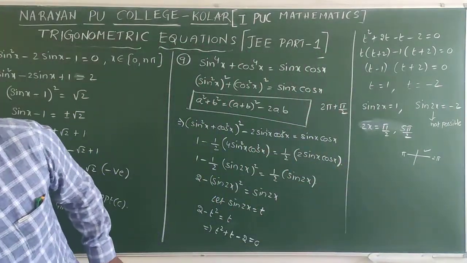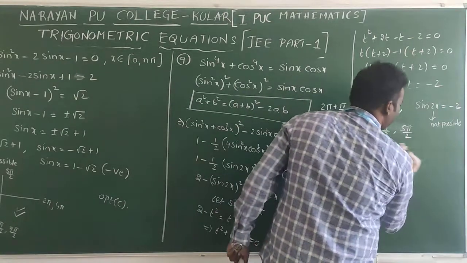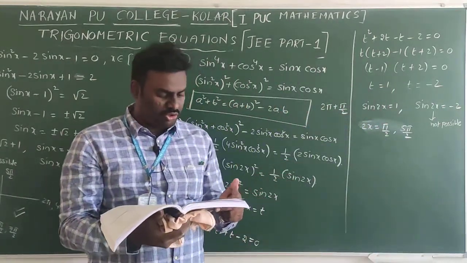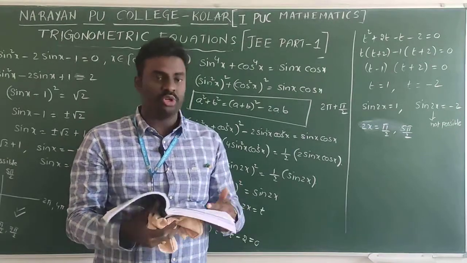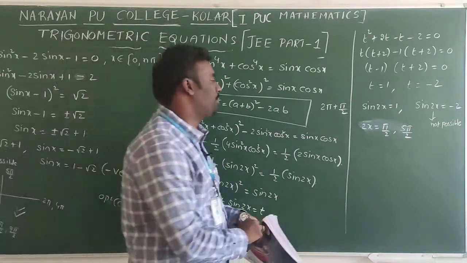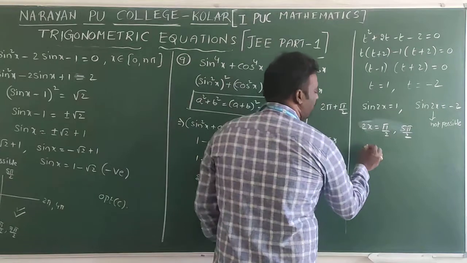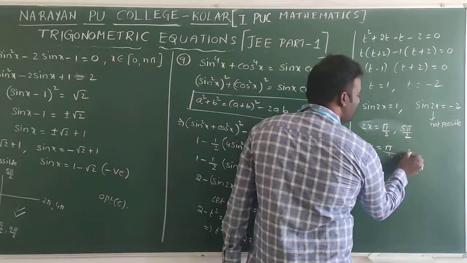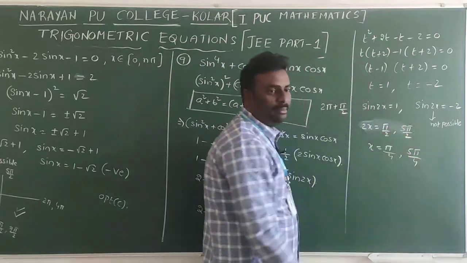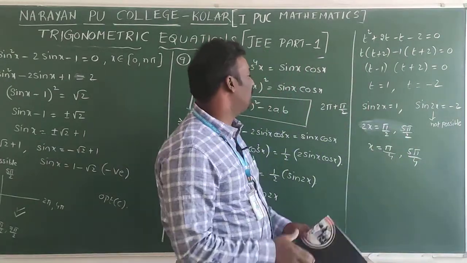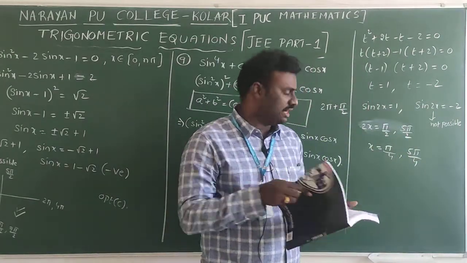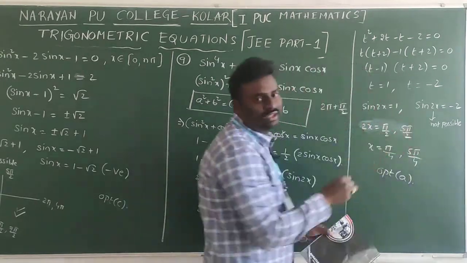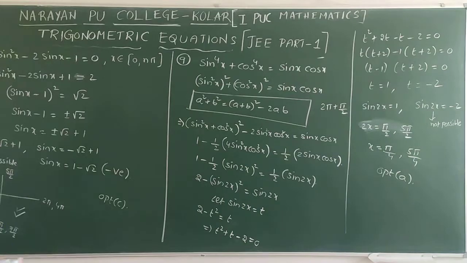But here the condition is given for 0 to 2 pi only. The value should be 0 to 2 pi, means x value is pi by 4, x value is 5 pi by 4. Therefore totally you will get 2 solutions for this question number 9. That is nothing but option A is the correct answer. Okay.